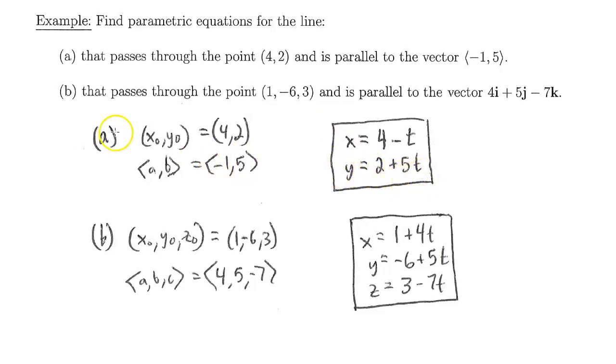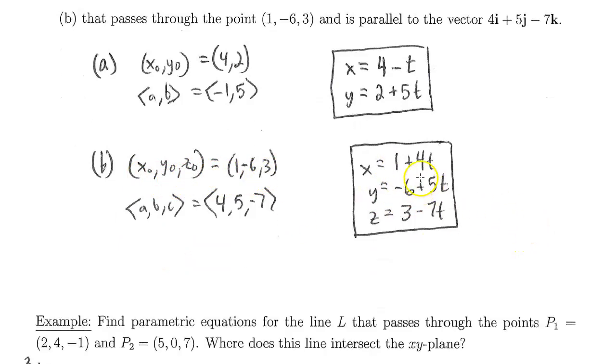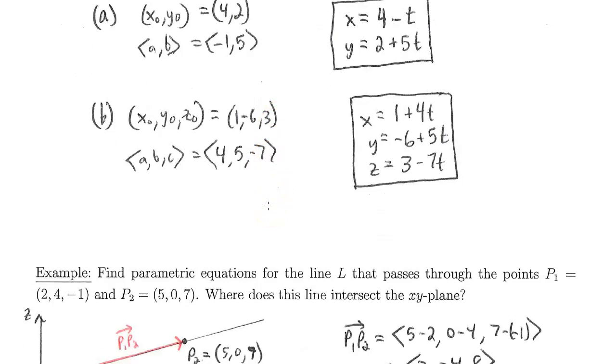Okay, and we can do the same thing in 3-space. The line that passes through this ordered triple here, (1, -6, 3), and is parallel to this vector. Now I've written it in ijk notation, but it's really (4, 5, -7). Okay, that's what our (a, b, c) is, and our (x naught, y naught, z naught) is (1, -6, 3). So our parametric equations are x equals 1 plus 4t, y equals -6 plus 5t, and z equals 3 plus -7t, or just 3 minus 7t.